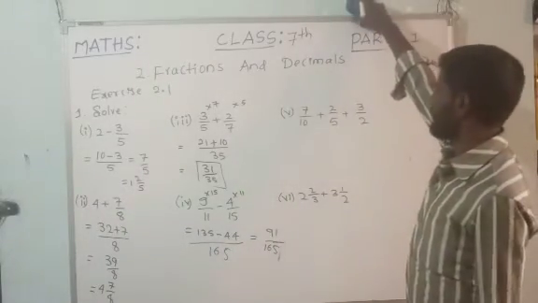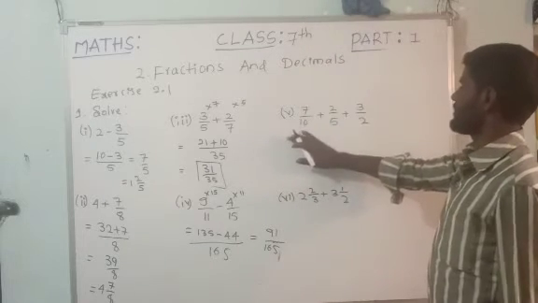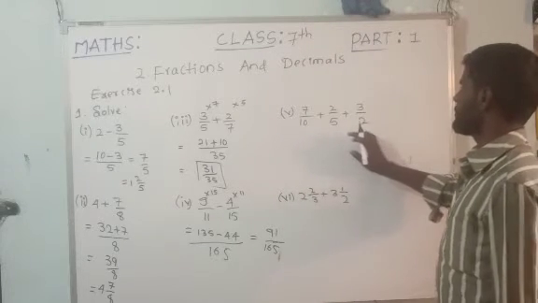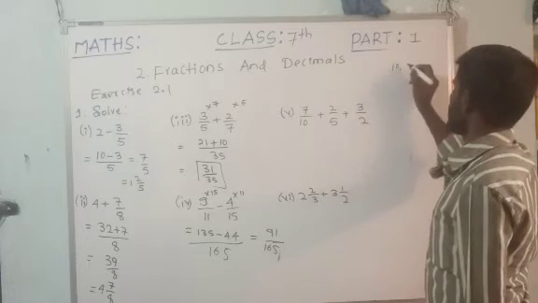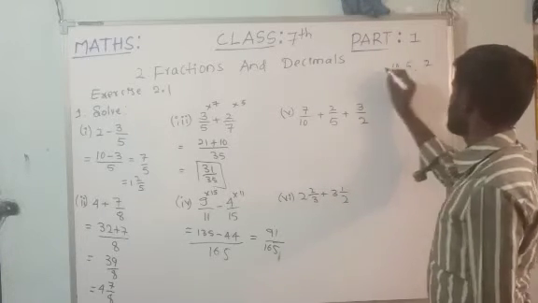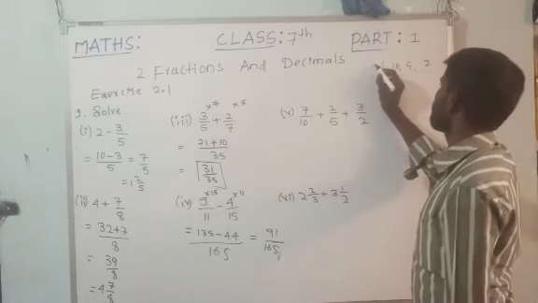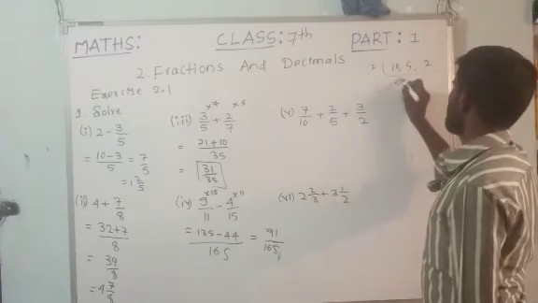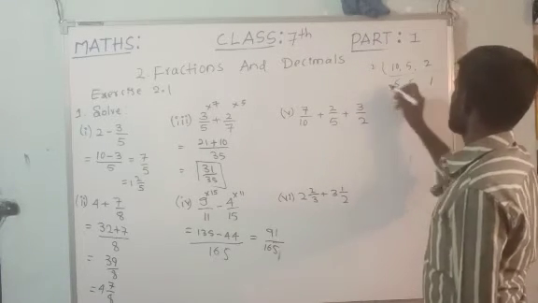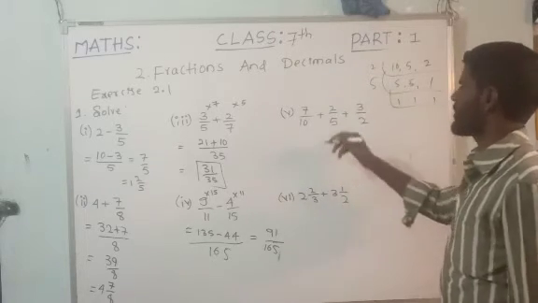Let us see, dear children, the next problem. Here 3 fractions are given: 7 by 10, 2 by 5, 3 by 2. I will find the LCM of 10, 5 and 2. The LCM between these is 10.